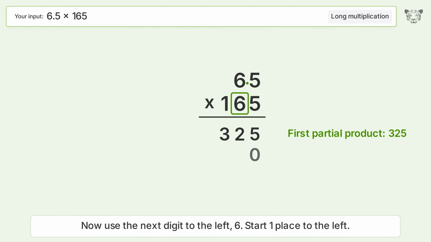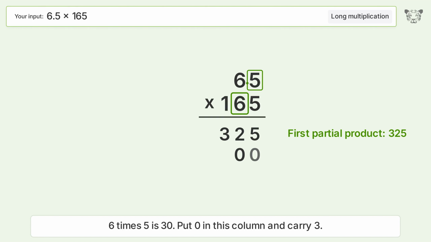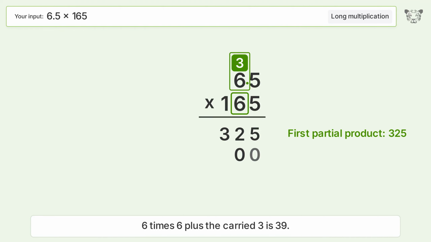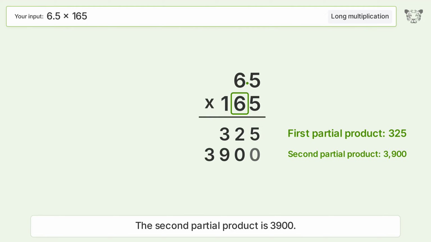Now use the next digit to the left, 6. Start one place to the left. 6 times 5 is 30. Put 0 in this column and carry 3. 6 times 6 plus the carried 3 is 39. The second partial product is 3,900.